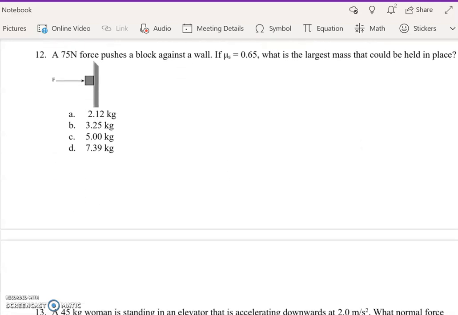Number 12, we had a problem like this in our homework packet. A 75 Newton force pushes the block against the wall. It gives you mu. How heavy could that block be but still not fall down the wall? So force diagram for the block, you got F pushing to the right. You must have a normal force pushing outward. That's the same because it's not going through the wall. Friction is pointing up, and force of gravity is pointing down.